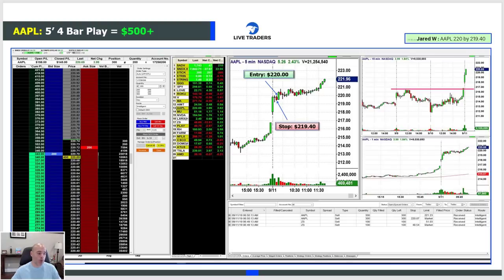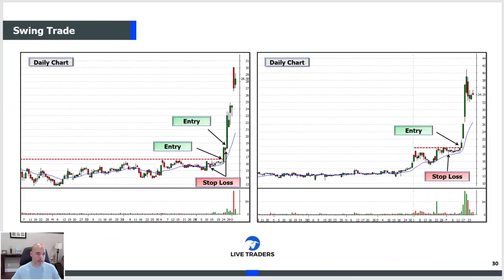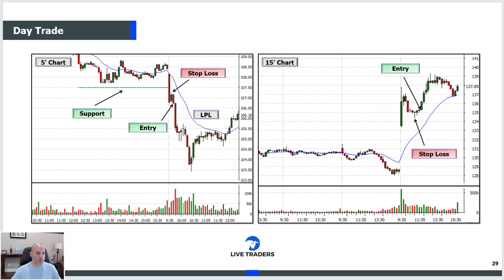Okay, and remember, if you want to be a swing trader, that's one of the choices in here, the patterns are the same. This is a daily three-bar play. This is a daily breakout play. This is an intraday four-bar play. This is an intraday buy setup. Patterns don't change. The only thing that changes is the time frame. Okay, the only thing that changes is the time frame.